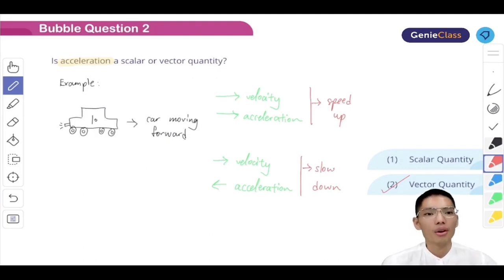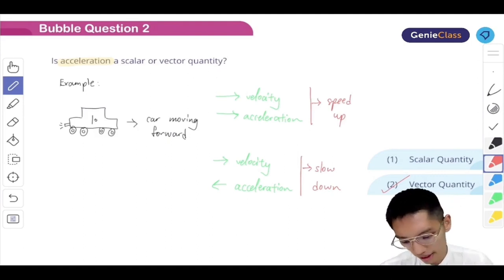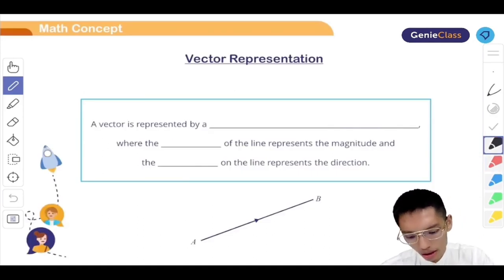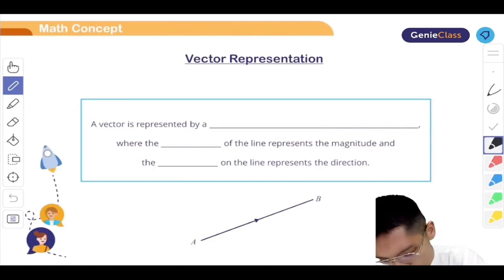Okay, now, what does it mean to represent as a vector? We have talked about what is a scalar, what a vector means, magnitude and direction. How do we represent it? Now, when we represent a vector, take note. In order to represent the magnitude and direction, it has to follow this notion called a directed line segment.